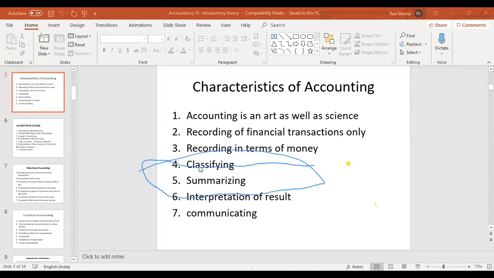Classifying means that whatever financial transactions you have recorded in the books of original entry, which is the third point, the journal. Now, in the fourth point, that is while preparing the ledger. Ledger is basically the account, right? So in the ledger account, we are going to classify all the journal entries based on their nature.